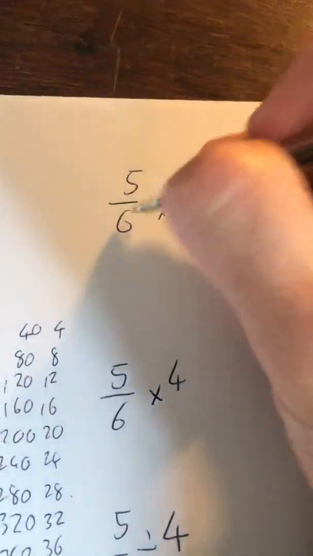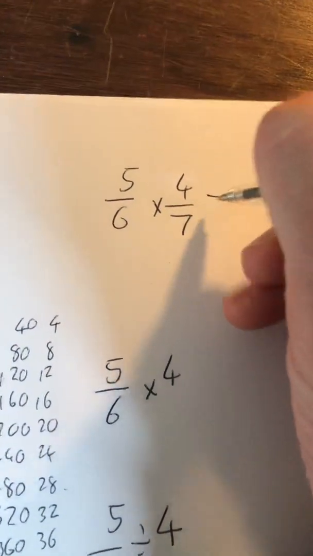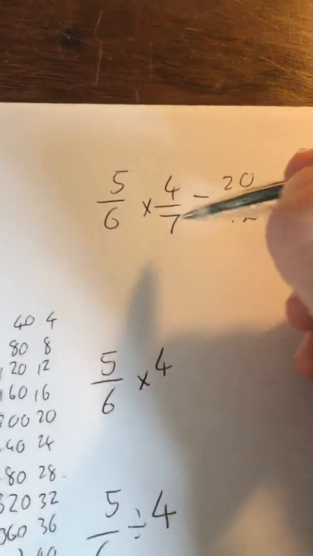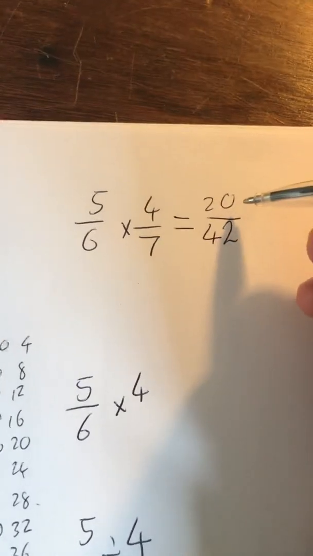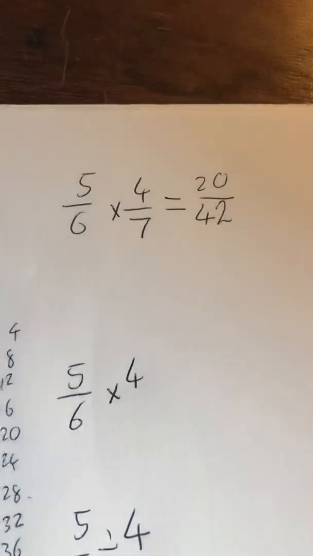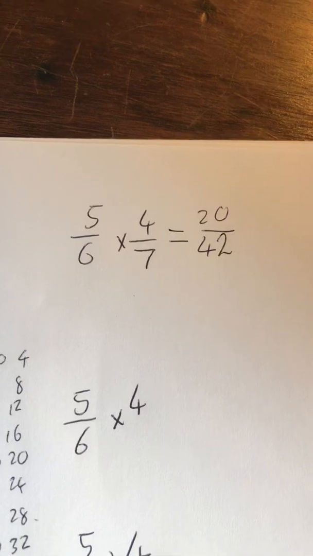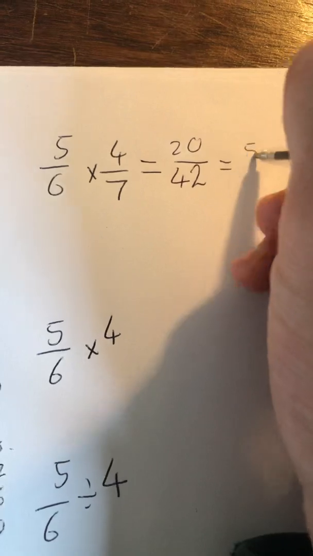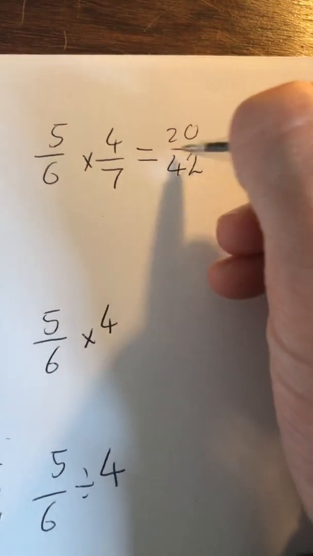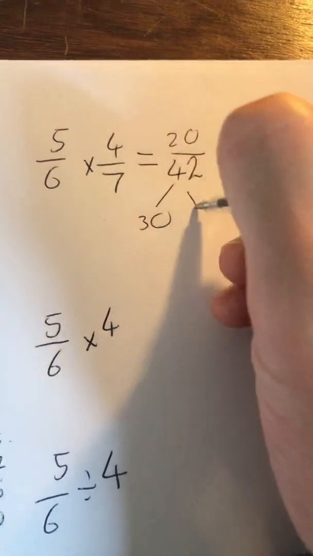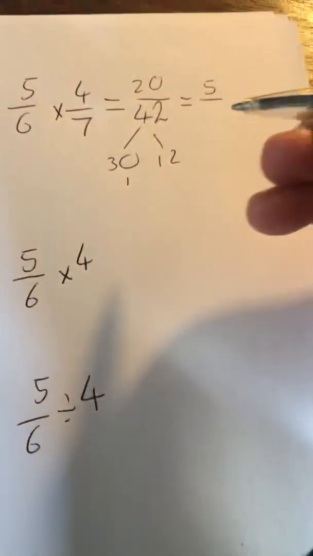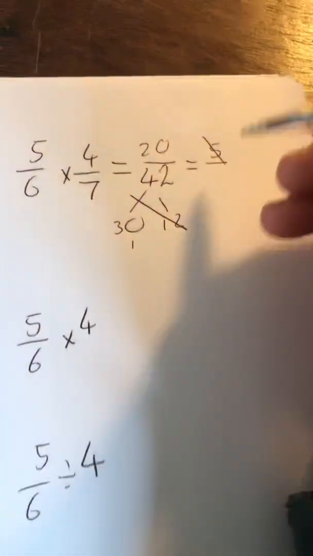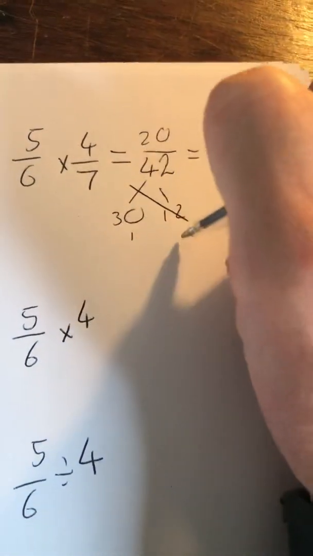Next up, 5/6 times 4/7, times across. Times across. 6 times 7 is 42. Now I've got, they're both even numbers, so I could start by simplifying by dividing both by 2. But I also know they're both in the 4 times table. 20 divided by 4 is 5. Oh, it said 4 times table. Not in the 4 times table at all. Sorry. Forgive me, I was thinking 3s of 30 and 12.